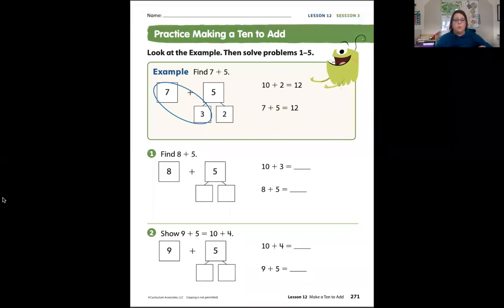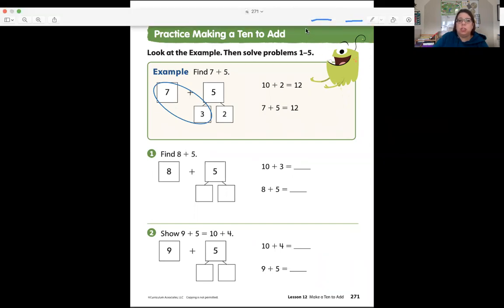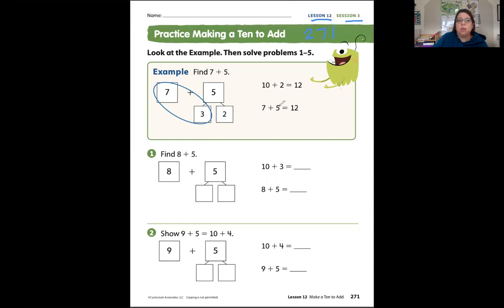All right, we are working on making a 10 to add, and we are on lesson 12, session 3, on page 271. Here it says find 7 plus 5. Before we start all that, I want to practice making teen numbers. So you don't have to write it. I want you to say it with me, okay?